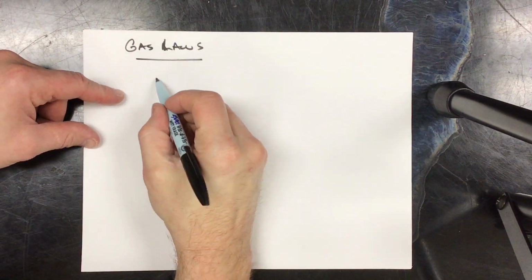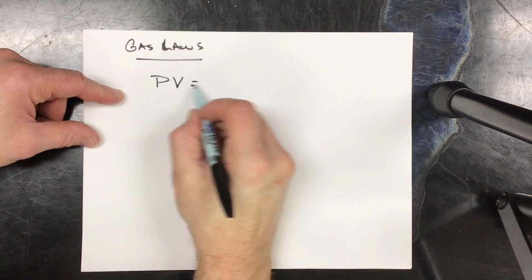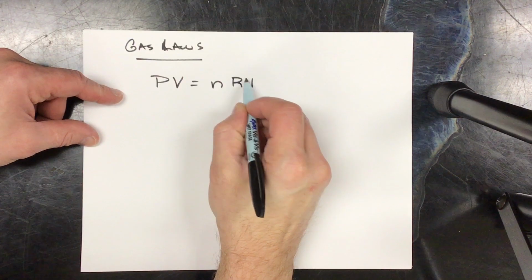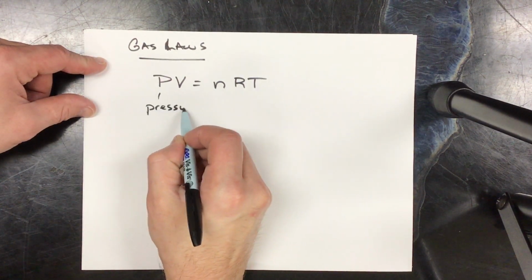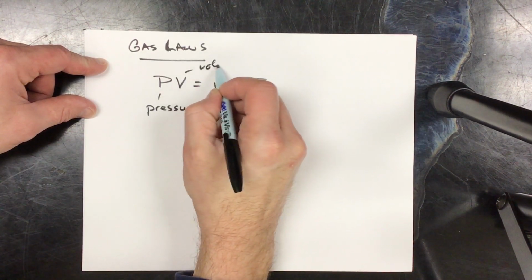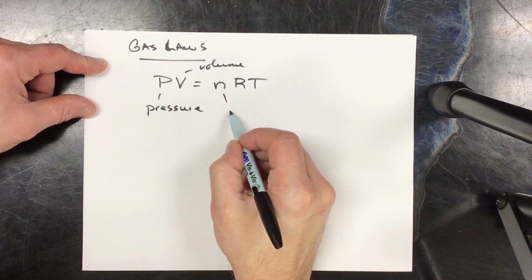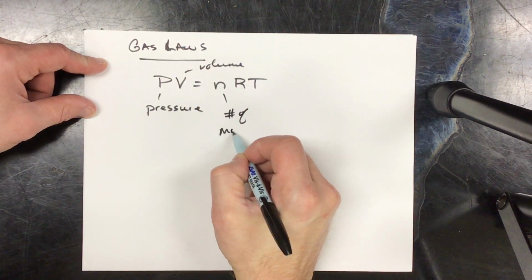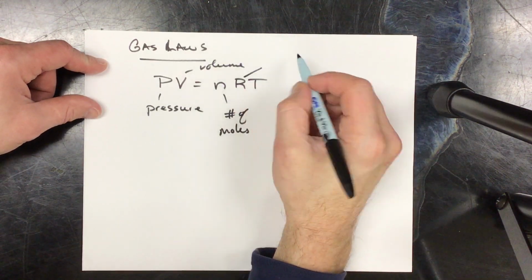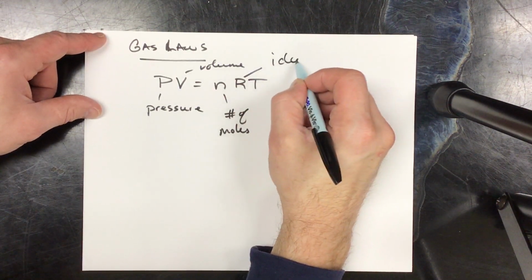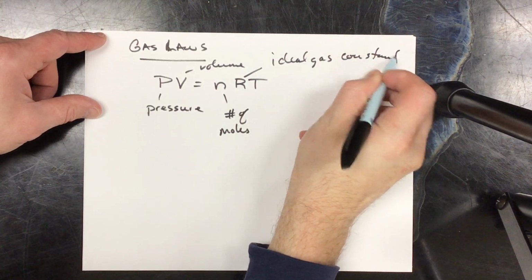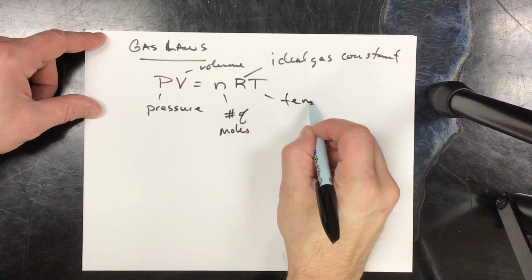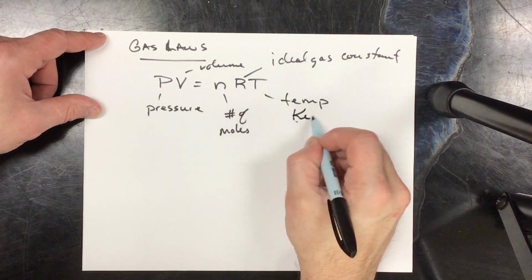You might recall from chemistry that we had an ideal gas law that said PV equals nRT, where P is the pressure, V is the volume, n is the number of moles. Don't worry, we don't need to use moles too much anymore. R is that ideal gas constant. And T is our temperature, and remember, it's going to be in Kelvin.